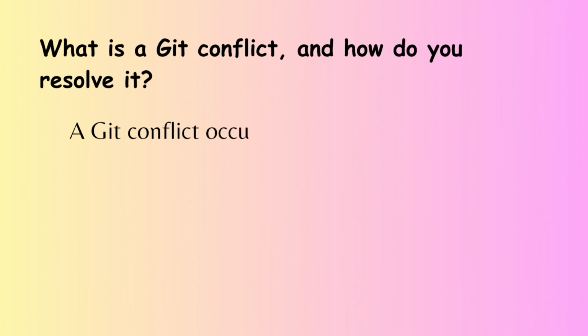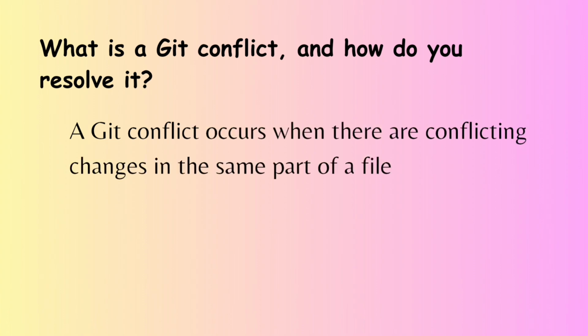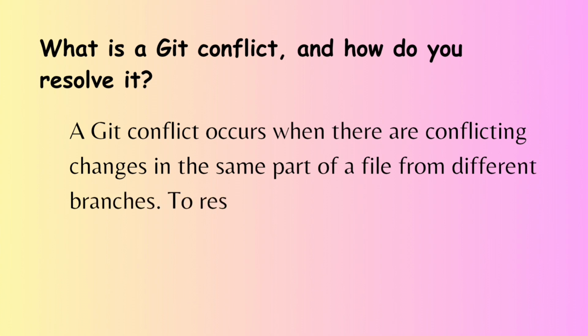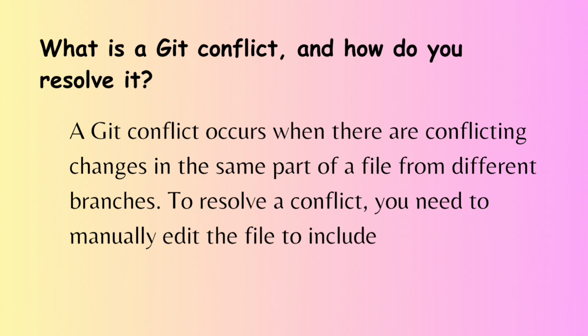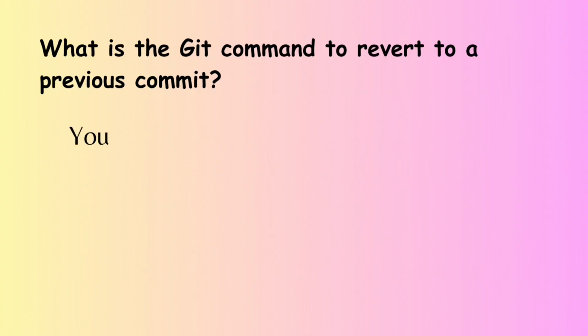What is a Git conflict, and how do you resolve it? A Git conflict occurs when there are conflicting changes in the same part of a file from different branches. To resolve a conflict, you need to manually edit the file to include the desired changes, then stage and commit the resolved file.